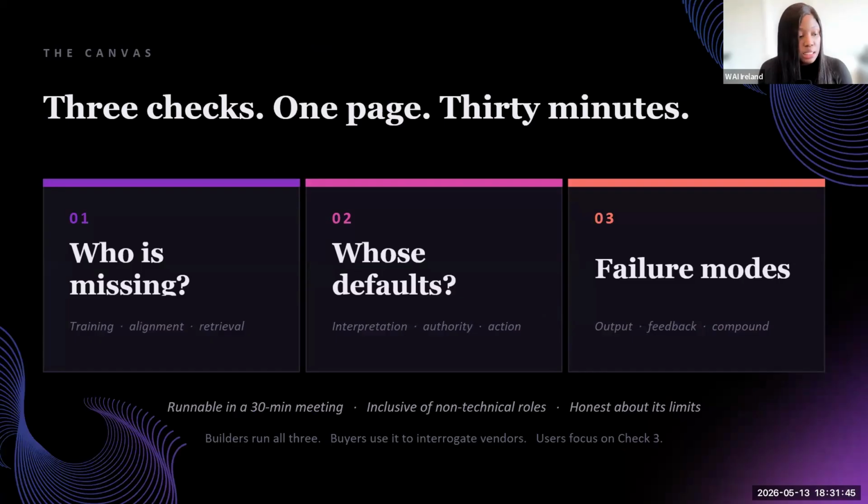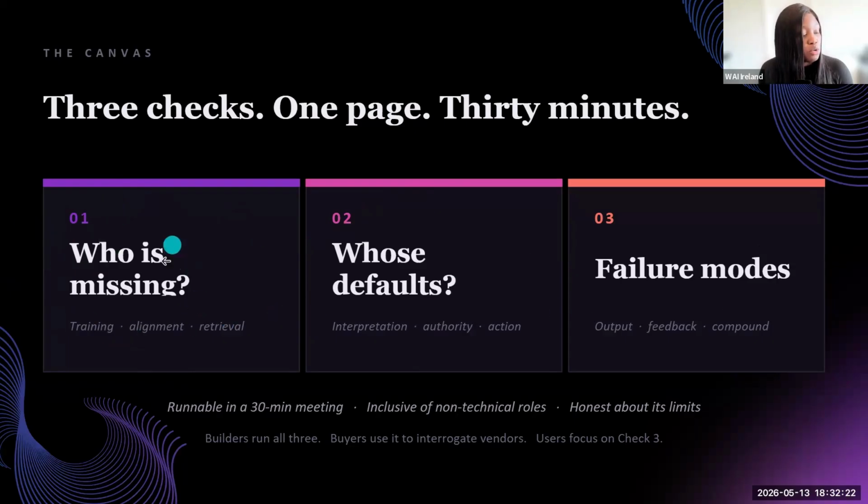And so the canvas, again, I built this to be a very quick, easy check for us, and also designed to be accessible to every single person. So whether you're in a technical role or not, right? Everything we've discussed so far leads up to this point. It's distilled into 3 quick checks that you can do. First, who's missing? That's the first question. Next, whose defaults are in, and we'll see more details of all of this, right?